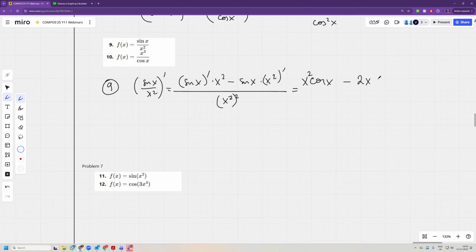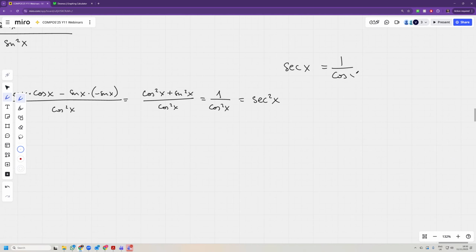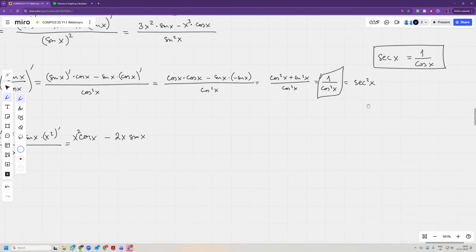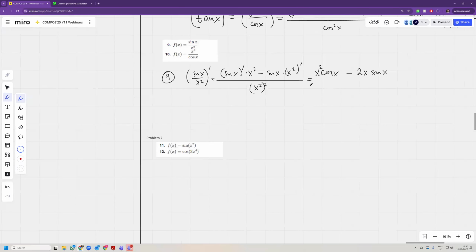Sec is 1 over cos x, yes. Sec x is 1 divided by cosine x. I mean, this result is good. You don't have to simplify it further. So yes, 2x sine x divided by x to the power 4. That's it. Very nice. Very neat.